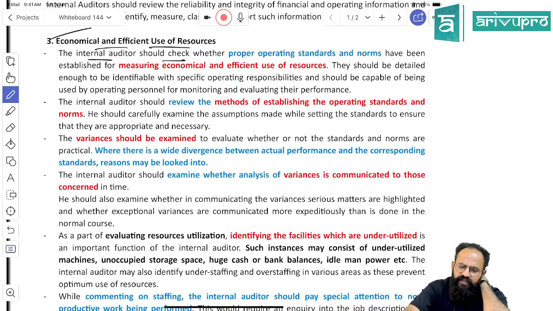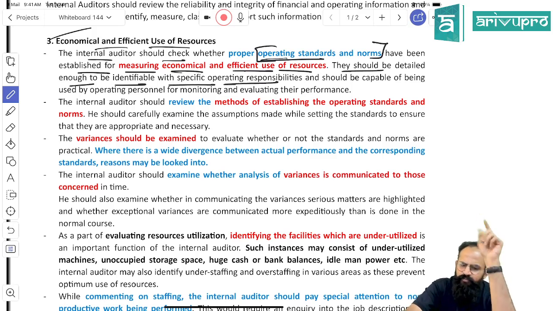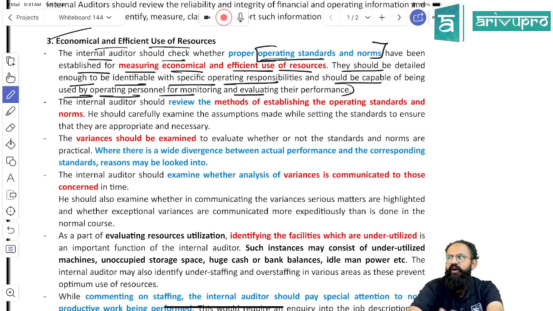The internal auditor should check whether the proper operating standards and norms have been established for measuring economical and efficient use of resources. So you should have some operating standards and norms, meaning something like a procedure, some policies. They should be detailed enough to be identifiable with specific operating responsibilities and should be capable of being used by operating personnel for monitoring and evaluating their performance. Meaning, it is not that you are just forming your operating standards like a manual. It should be usable also, and it should be readable also by the concerned department heads or people. They should know, okay, this is the output expected from my department or from me.